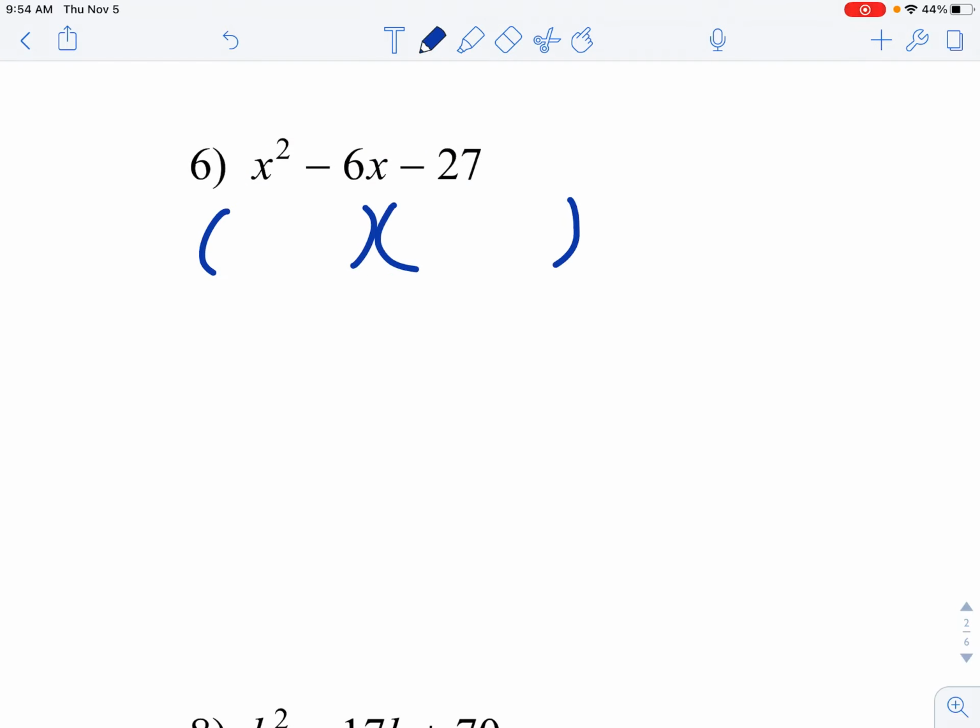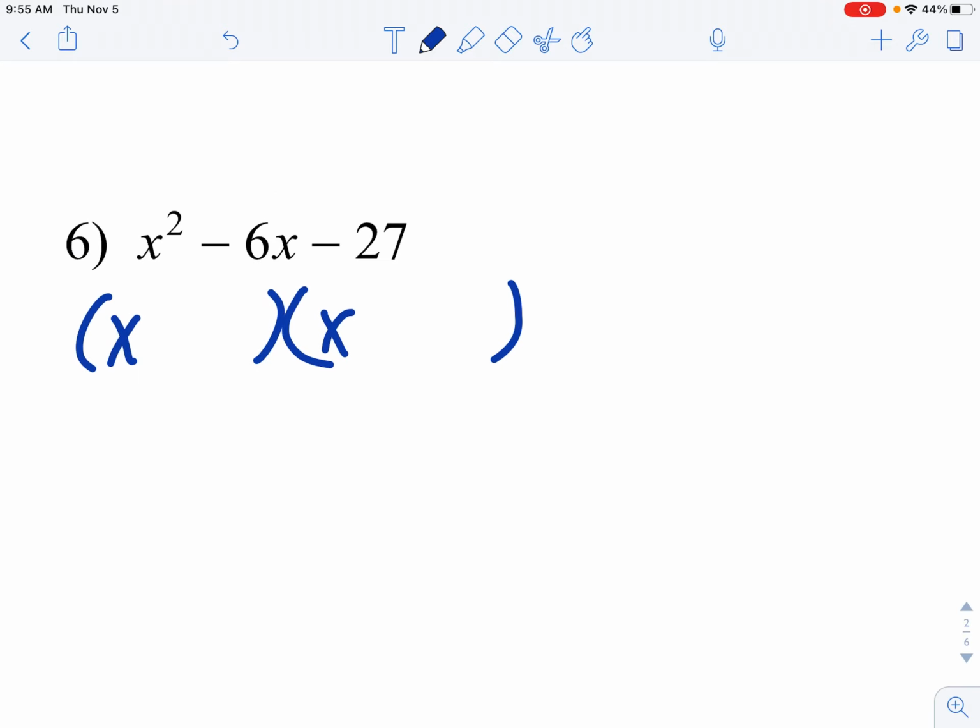Well, let's start with the easy stuff. You're going to put an x here and an x here. X times x is x squared. Now we need to figure out what number goes here, what number goes here. And the trick is they have to multiply to 27. I'm sorry, they have to multiply to negative 27, and they have to combine to negative 6. Now, combine can mean add or subtract. It just depends on the signs. So here is the method.